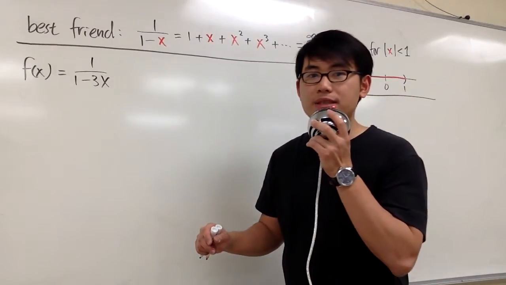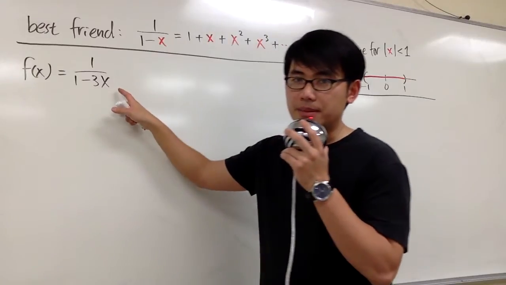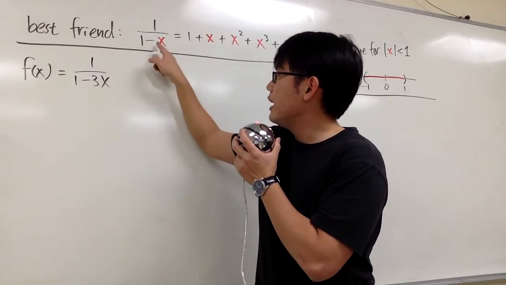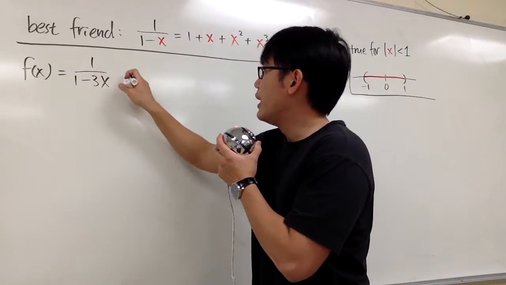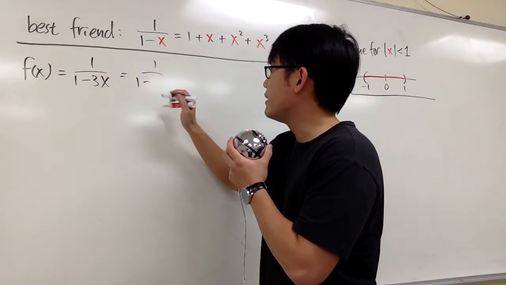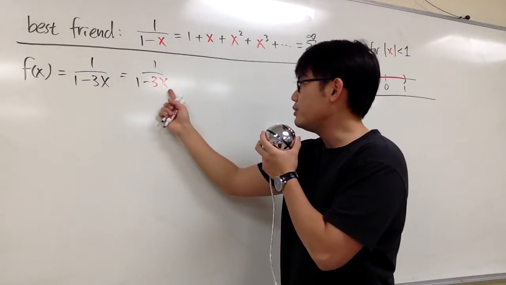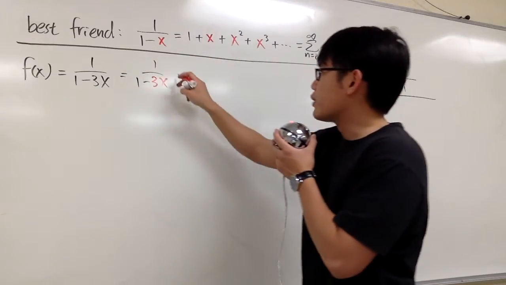Let's find the power series expansion for the function 1 over 1 minus 3x. This is very similar to our best friend already because the 1 matches, this 1 matches, and also the subtraction matches. So we can purposely look at this function as 1 over 1 minus the 3x in red, because we just have to plug in the 3x into this x and then on the right hand side as well.